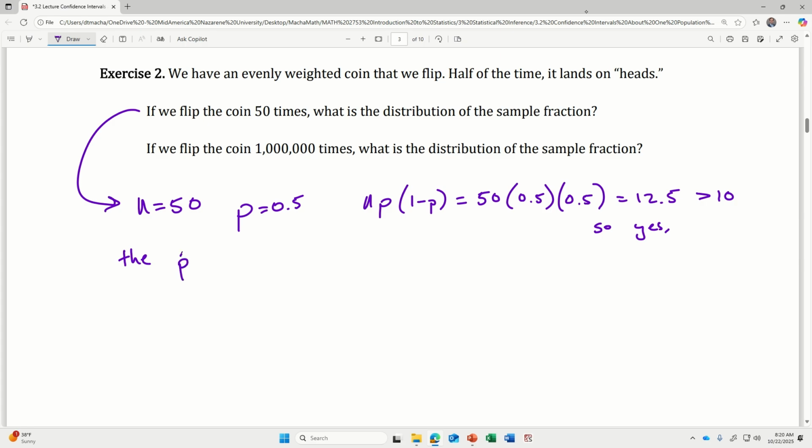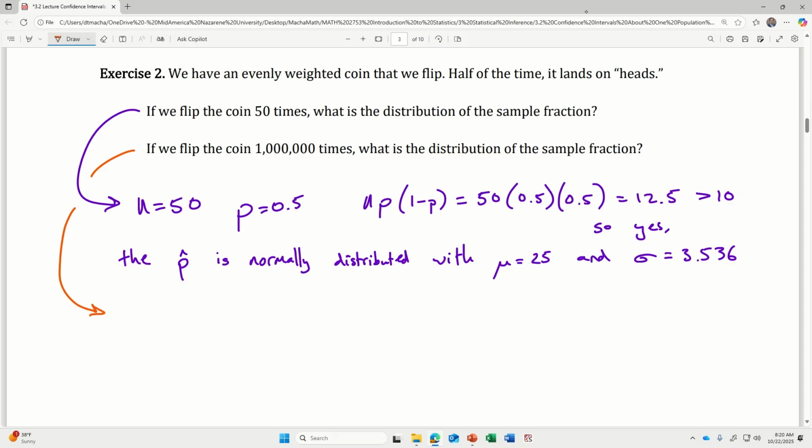The sample fraction is normally distributed with a mean of n times p and standard deviation, the square root of 12.5. The square root of 12.5 is 3.536.